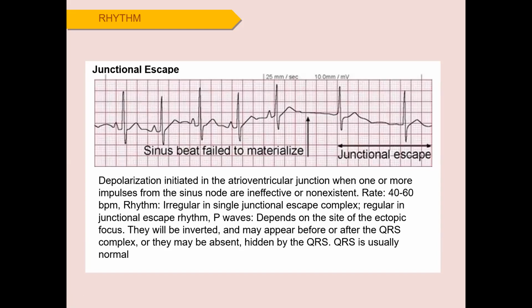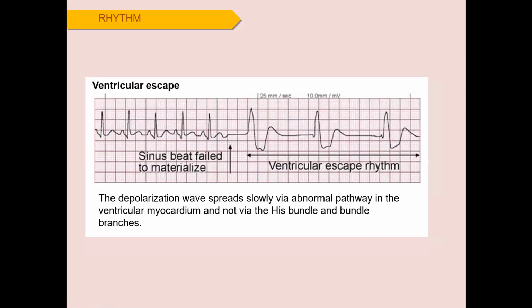Junctional escape, similarly: P wave is usually not visible, but the QRS complex is regular. For atrial fibrillation, P wave is not visible, but it is irregular. In junctional escape, P wave is usually not visible, but can be visible also. Rate decreases from the normal to 40 to 60. This is the junctional escape rate.